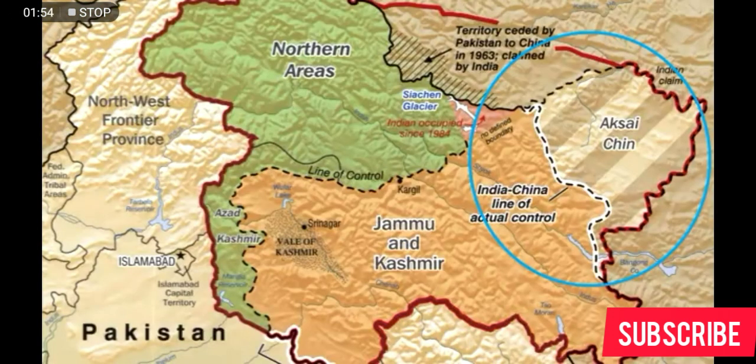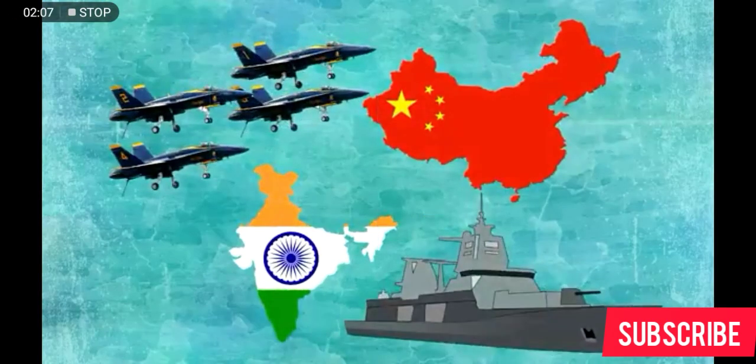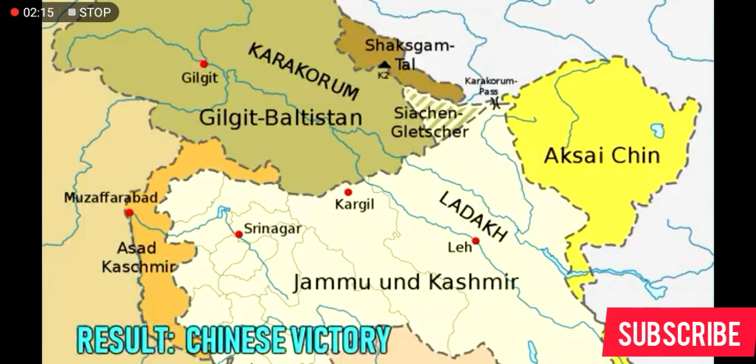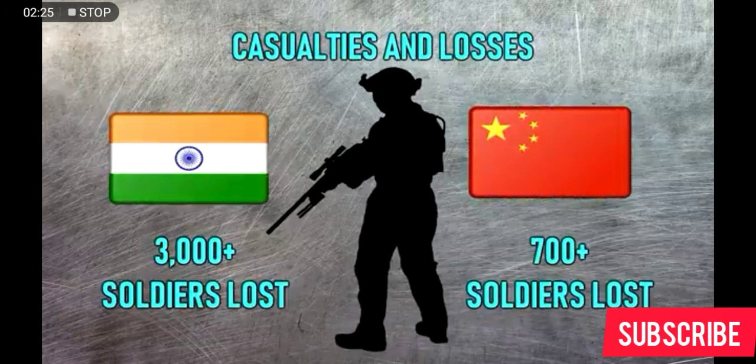The war ended when China declared a ceasefire on 20 November 1962, and simultaneously announced its withdrawal to its claimed line of actual control. The Indo-China War was also noted for the non-deployment of the Navy or Air Force by either the Chinese or Indian side. Result of the war, Chinese victory. Territorial changes. China captures Aksai Chin. Casualties and losses. India, 3,000 plus soldiers killed. China, 700 plus soldiers killed.